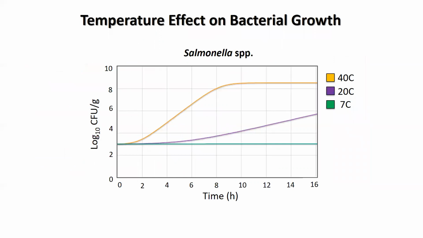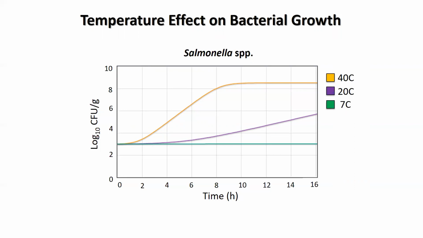This graph models the growth of salmonella in food. The horizontal axis is time in hours, and the vertical axis is the level of bacteria in the units colony-forming unit per gram. This level of bacteria is on a logarithmic scale, meaning that each whole number is an increase in 10 bacterial colony-forming units. We start the curve here at 3 logs, or 1,000 CFU per gram of salmonella.